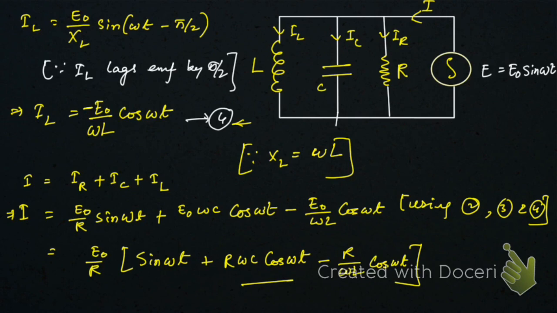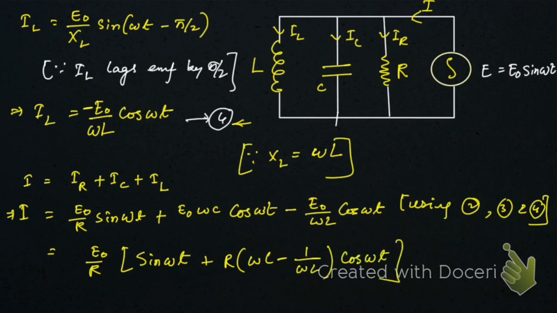So from these two terms you can take cos omega t and R common, right? And doing so, let me rewrite the same step again. R into omega c minus 1 by omega L, cos omega t, right? So you can write this expression this way.